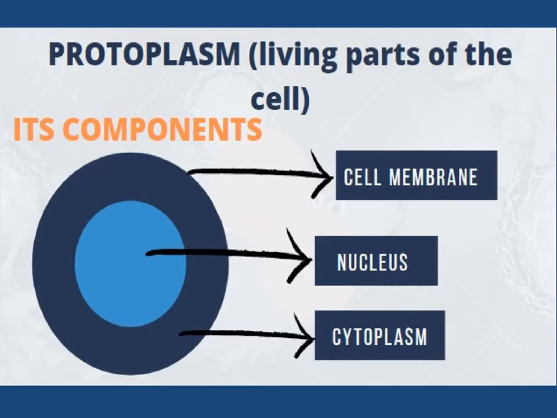Protoplasm comes from the word proto, which means living. So, protoplasm means first form of life or the living parts of the cell. It's composed of three parts: cell membrane, nucleus, and cytoplasm.